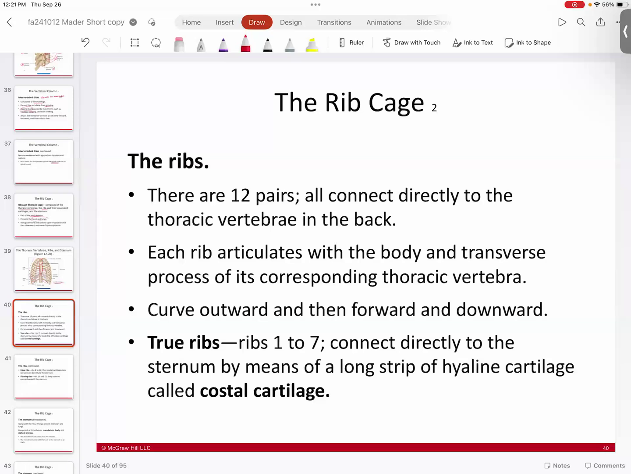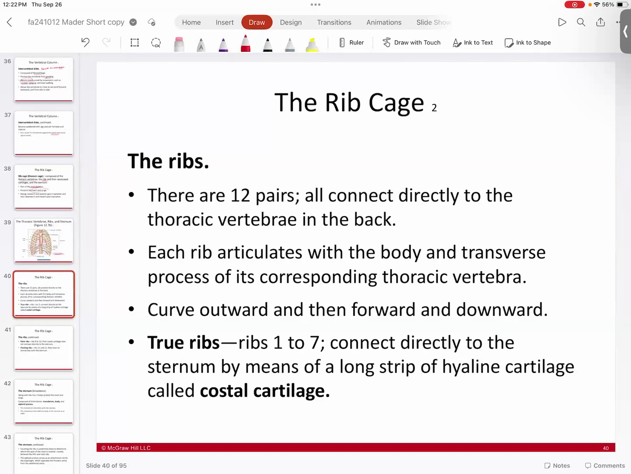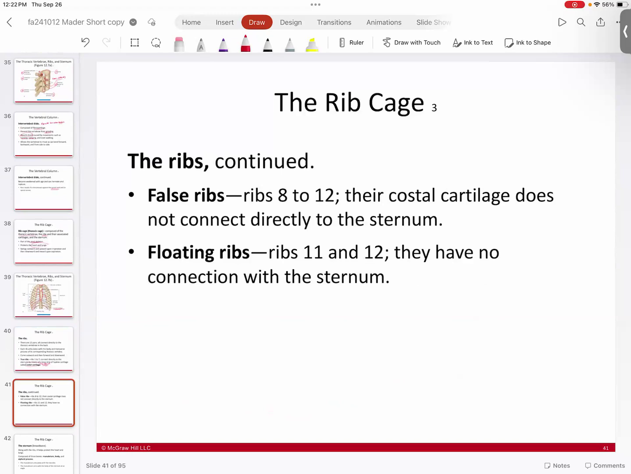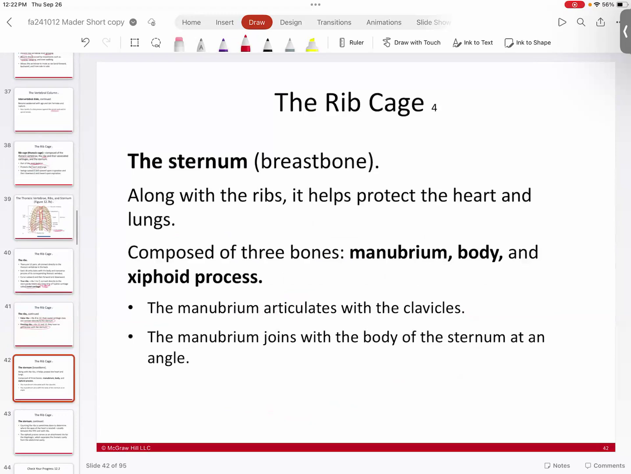So you have 12 different pairs, and they basically will connect to the thoracic vertebra directly. But the transverse processes are essentially where these ribs will articulate. They'll attach to the transverse processes. And then they curve outward and then forward. And then, of course, we said the true ribs are 1 through 7 because they are connected by costal cartilage directly to the sternum. And then the false ribs, because they do not connect directly to the sternum. And then the floating ribs, which is 11 and 12, because they don't have any connection to the sternum at all.